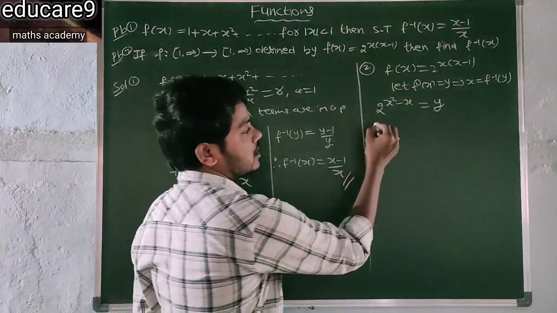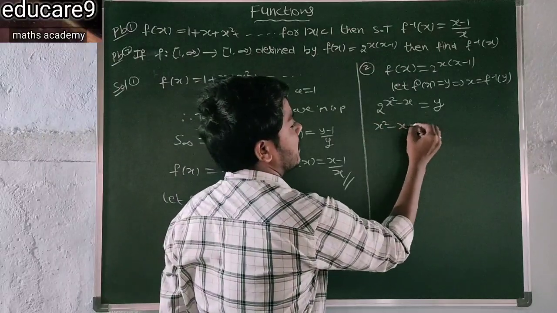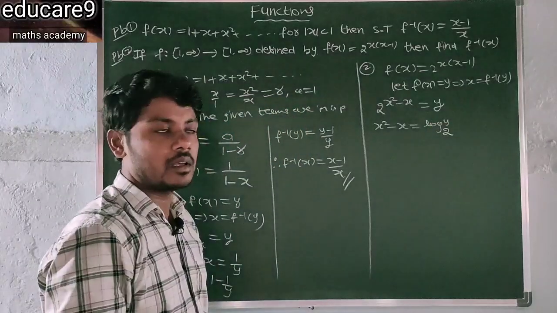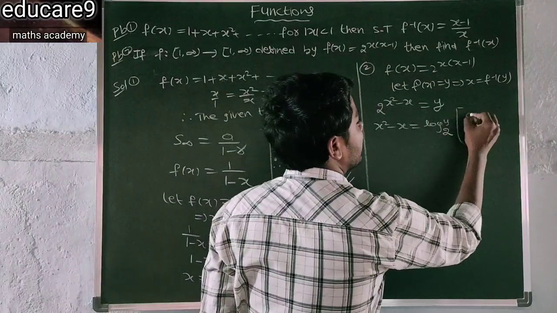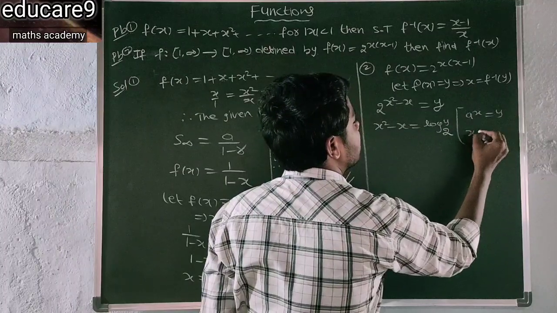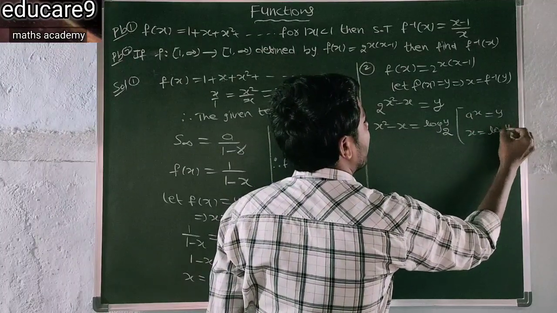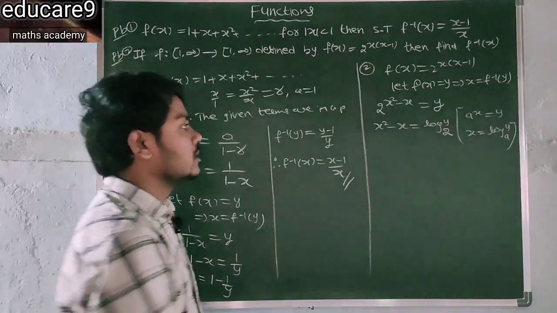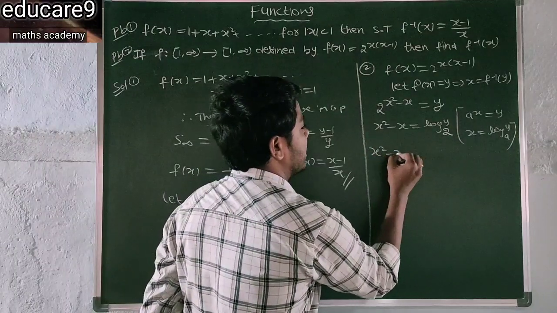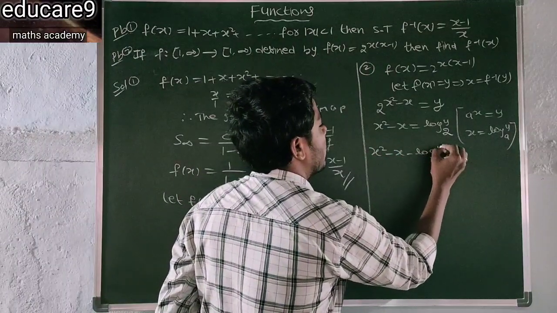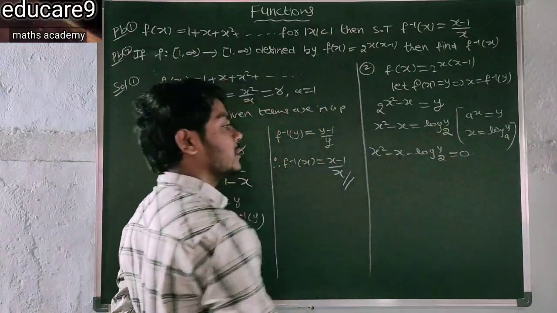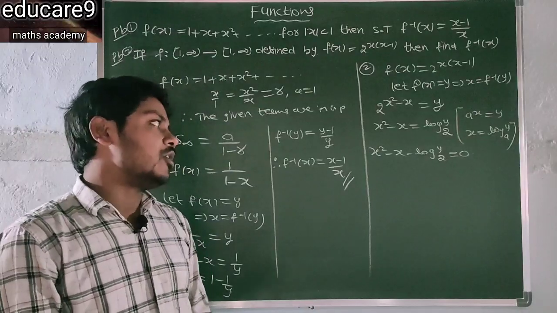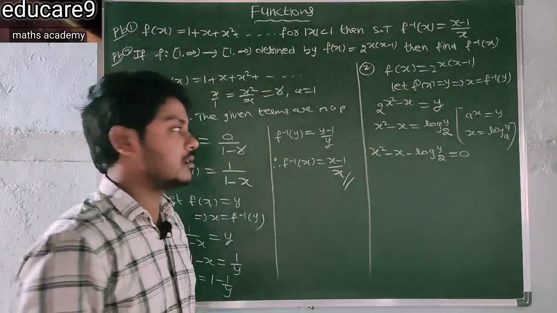Now from this, x square minus x can be written as log y base 2. Here, if a power x is equal to y, then x is written as log y base a. This is the formula. Now this can be written as x square minus x minus log y base 2 is equal to 0. So clearly this is a quadratic equation in terms of x. Now find the roots of this equation.